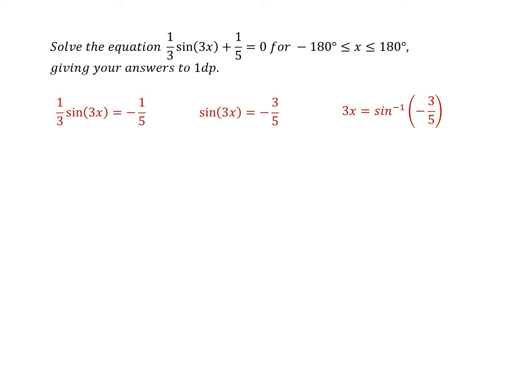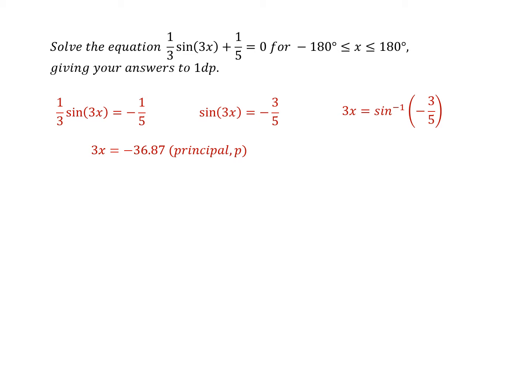from which, using my calculator, I can write down that 3x is -36.87. Now I call this the principal value. This is the first value that we get out of our calculator, but it's by no means the only answer. What we have to resist at the moment, in my book anyway, this is the way that I solve a question like this. It's not the only way, but I resist the temptation to divide by 3 at this stage.